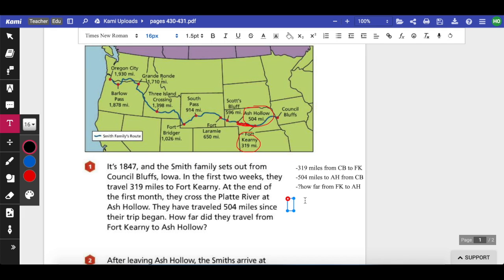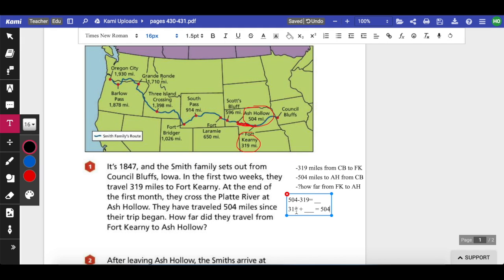So my equation can be 504 minus 319 equals blank. And that will show me how far the distance between Fort Kearny to Ash Hollow was. Or I could also just say 319 plus blank equals 504, because that shows the distance that they needed to travel from here to here. Either equation works because it's a fact family.